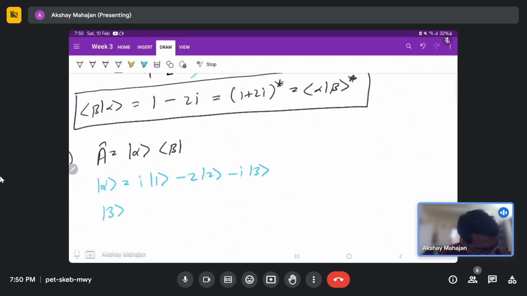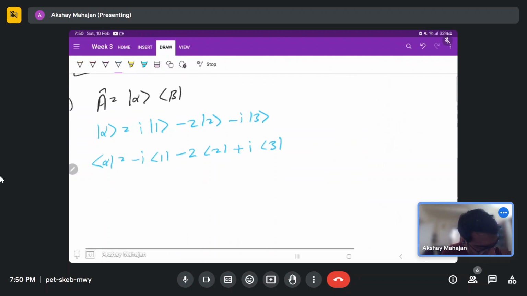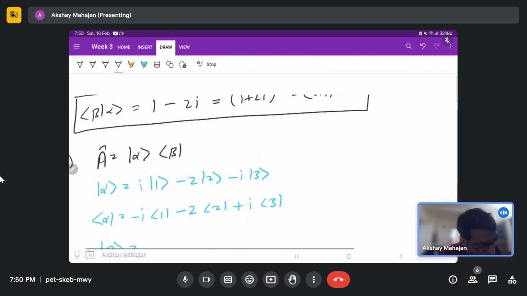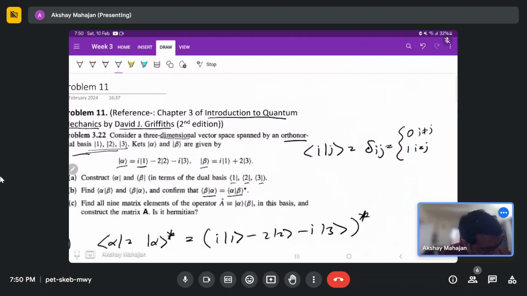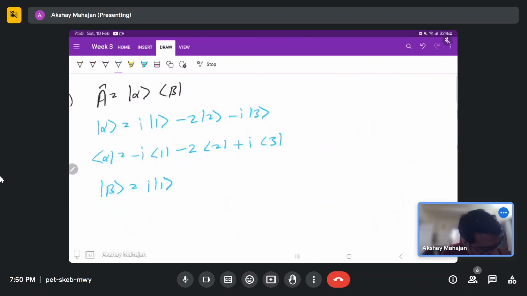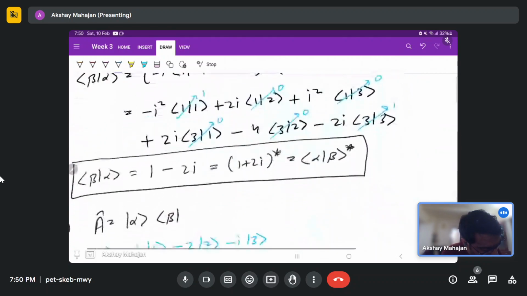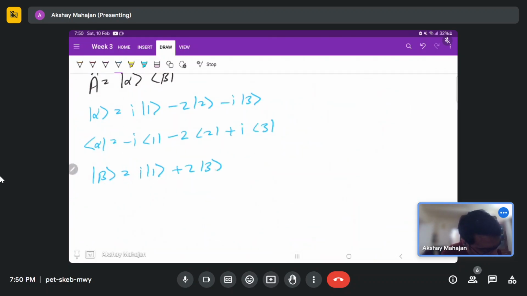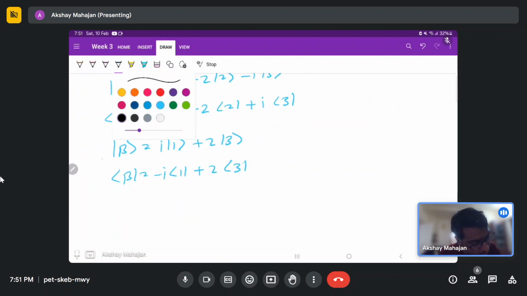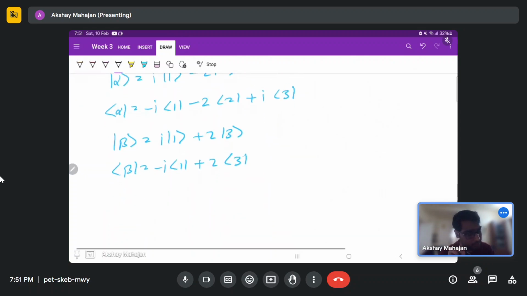And similarly we have bra of alpha is basically minus iota times bra of 1 minus 2 times bra of 2 plus iota times bra of 3, and ket of beta is equal to iota times ket of 1 and plus 2 times ket of 3. And similarly we have bra of beta is equal to minus iota bra of 1 plus 2 times bra of 3. Alright, so using this definition of alpha, beta, we can find the matrix elements.